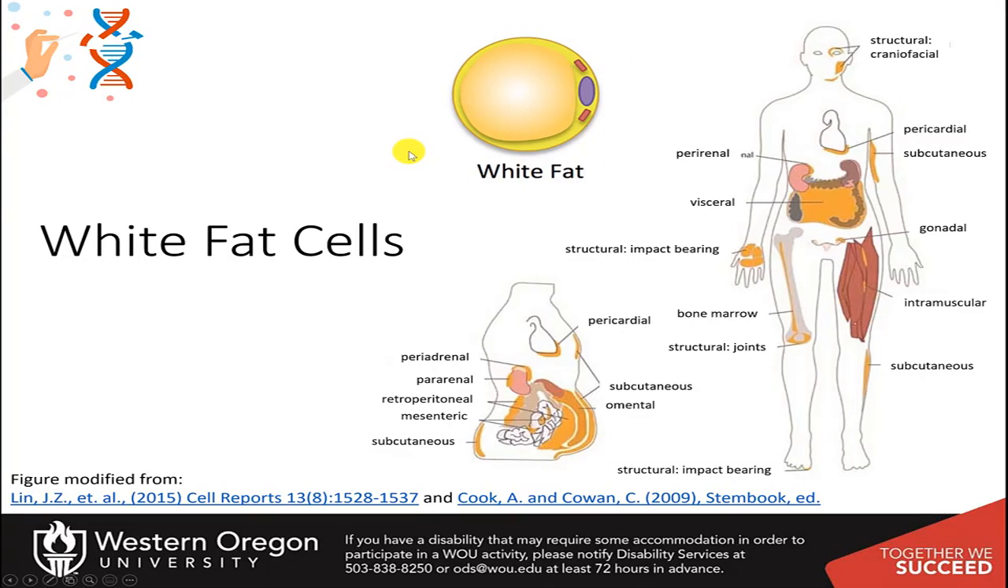White fat cells, or monovacuolar cells, contain a large lipid droplet surrounded by a layer of cytoplasm. The nucleus is flattened and located on the periphery. The fat is stored in a semi-liquid state and is composed primarily of triacylglycerides and cholesterol esters.